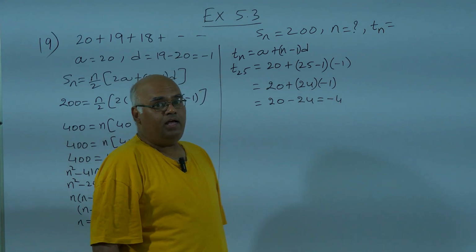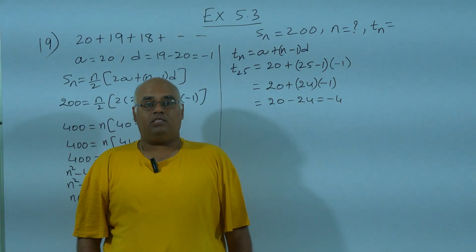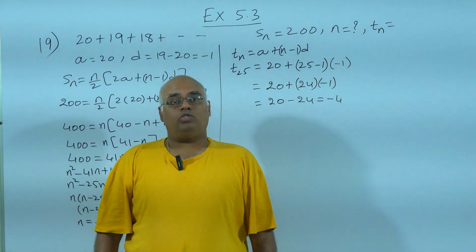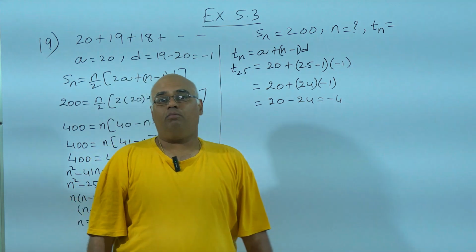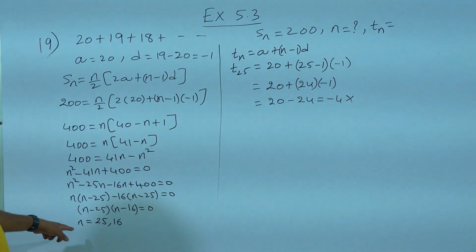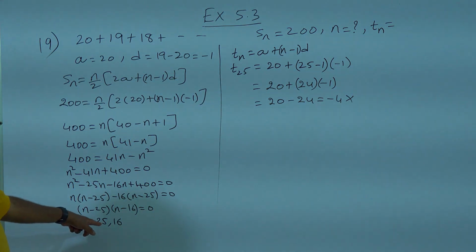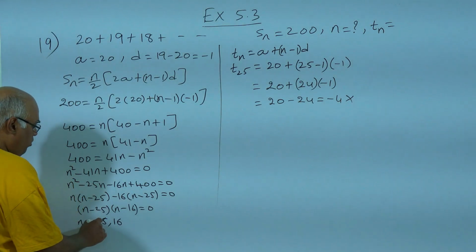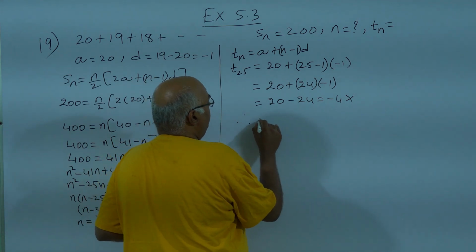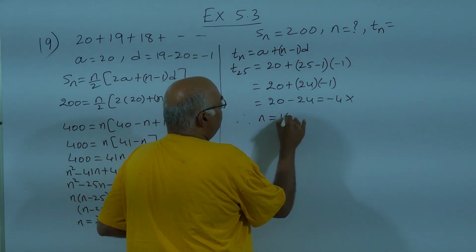So we are getting the nth term, that means the number of logs on the topmost row, as minus 4, which cannot be true. So our assumption that n is equal to 25 is wrong. So n cannot be equal to 25. Therefore, we can say that the value of n is equal to 16.